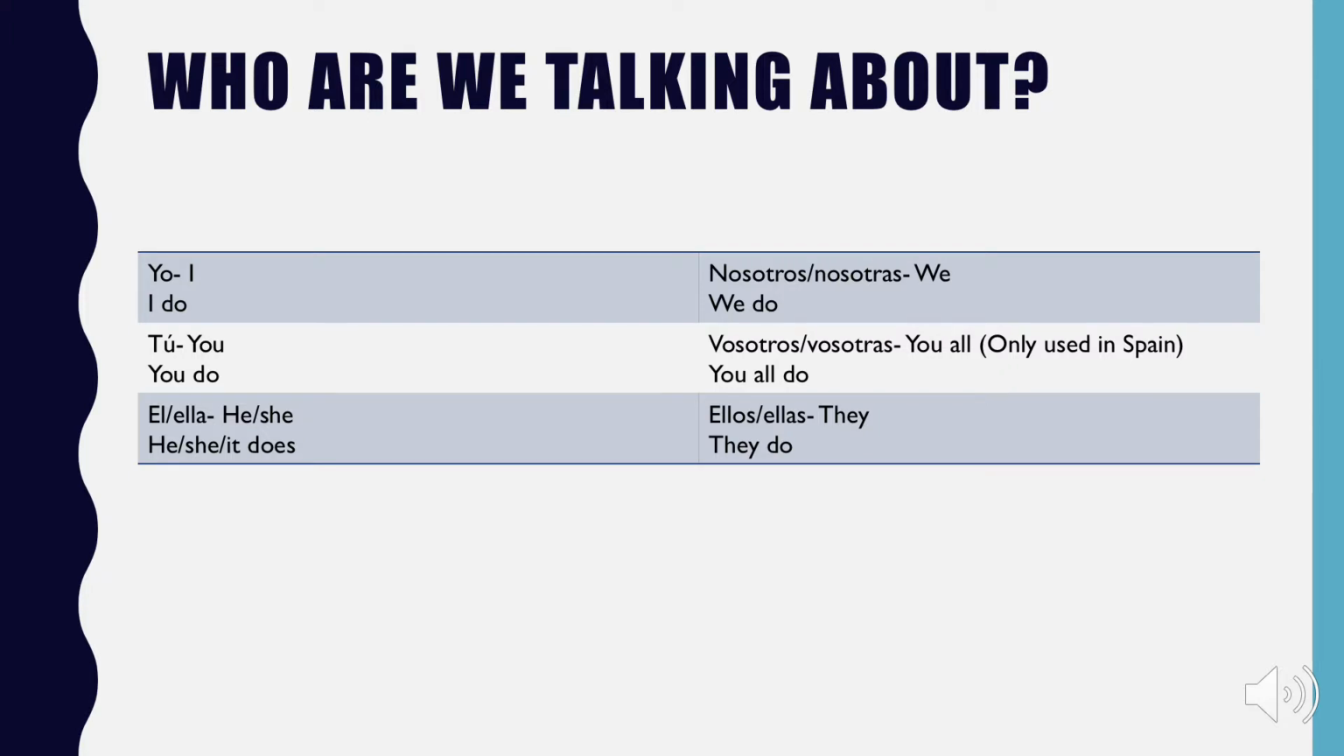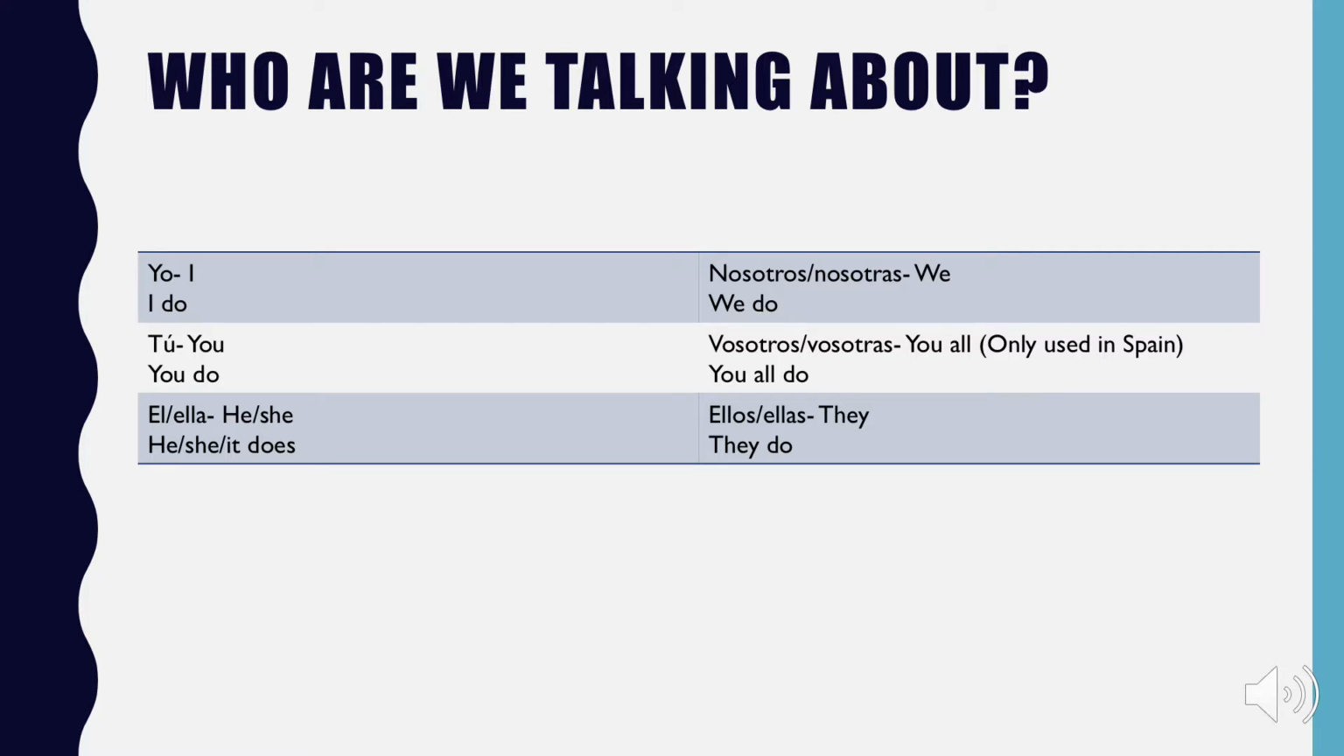Next is vosotros, which means you all. This pronoun is only used in Spain, so it's kind of like saying y'all. It works the same way as nosotros if the group is all females. Finally is ellos or ellas, which means they. That also works the same way as those other plural subject pronouns. So if the group is all females, then we must use ellas.